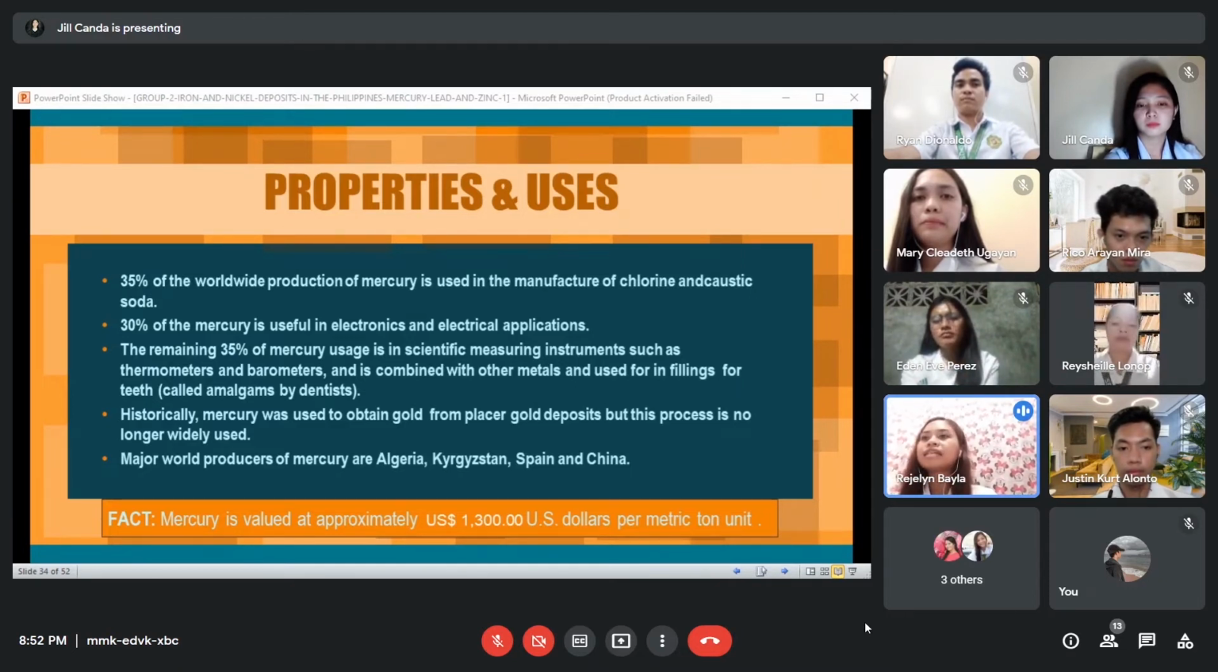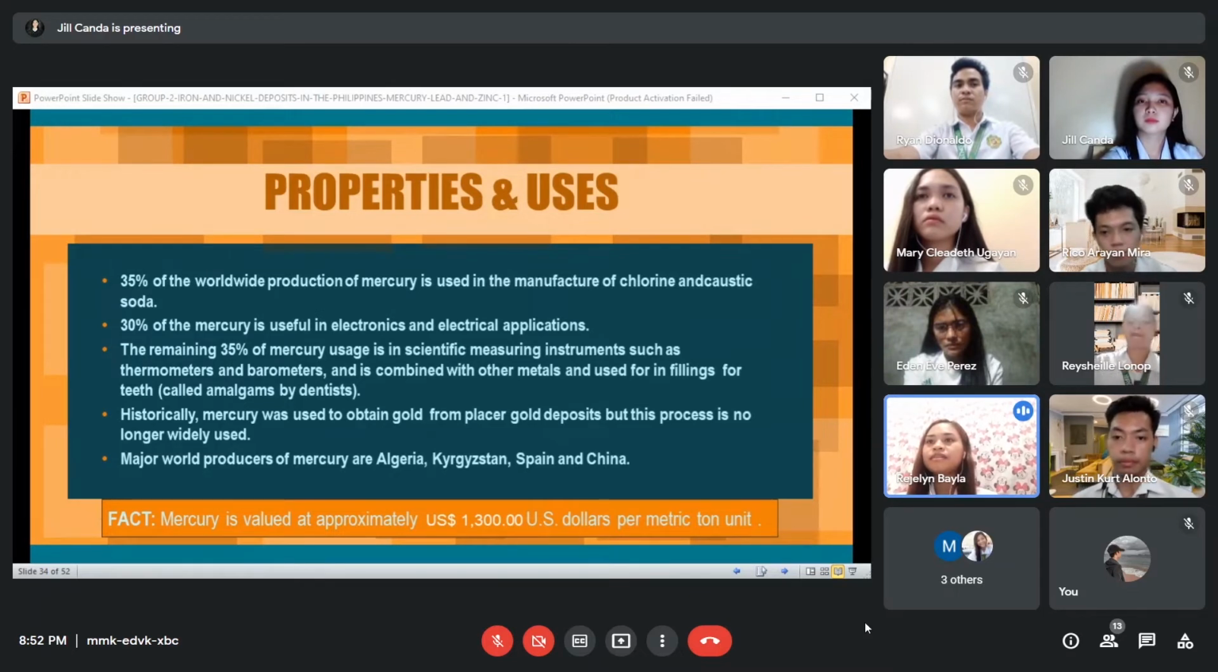Amalgam has been used in dentistry for about 150 years, and it's still being used due to its low cost, ease of application, strength, durability, and bacteriostatic effect. Historically, mercury was used to obtain gold from placer gold deposits, but this process is no longer widely used.